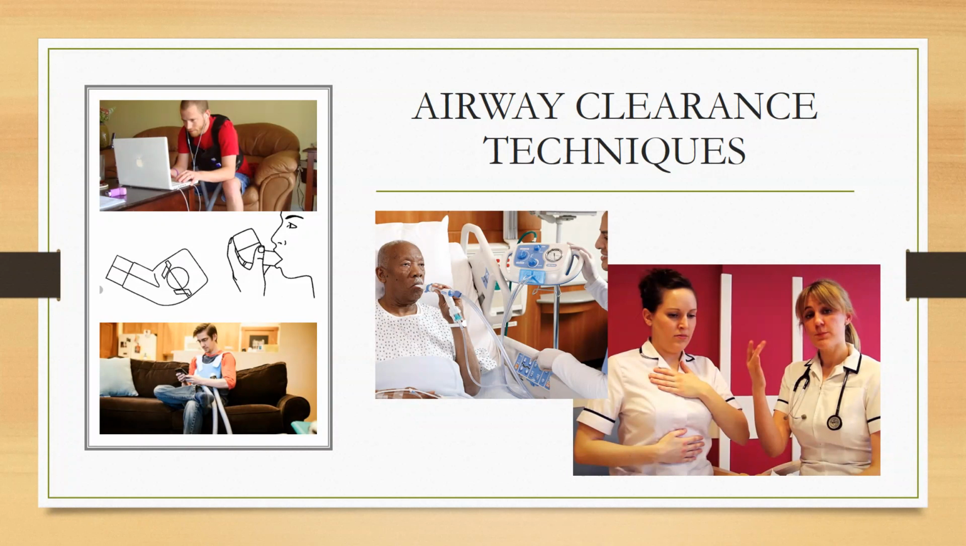Some examples that I have here is the flutter. This is like the flutter valve. It's sort of like an a cappella device. This is the vest that actually plugs in. So this is preferred by most people just because you wear it and then it provides chest PT just while you're wearing it. Here we have active cycle breathing. So this was a video of her teaching active cycle breathing. So it's just deep breathing and just breathing techniques to help bring up mucus.